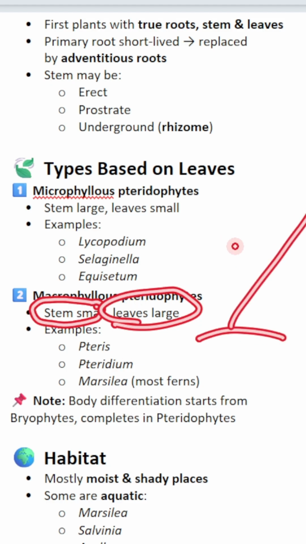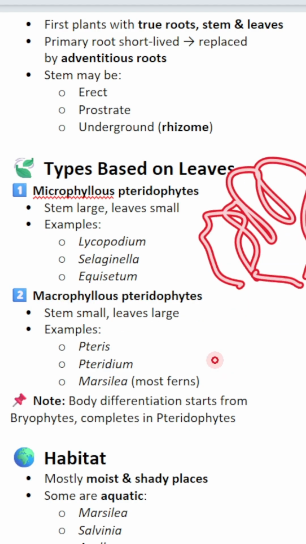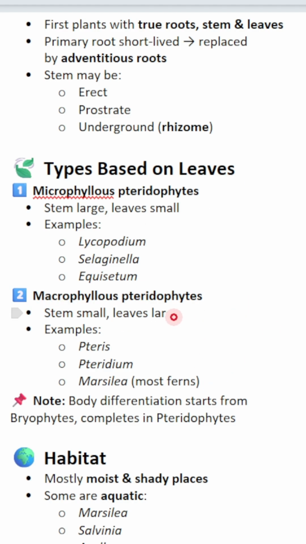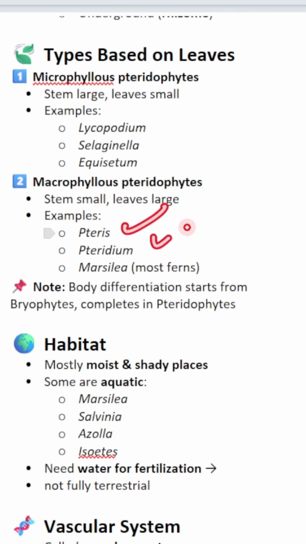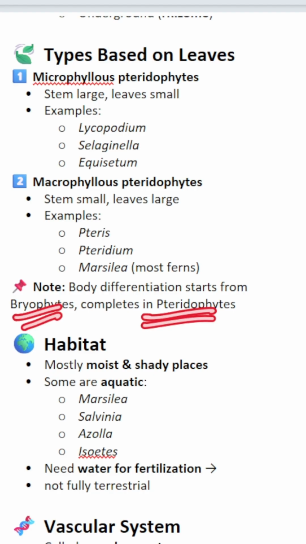On these two conditions of leaves, the Pteridophyta is classified as microphyllous Pteridophyta and macrophyllous Pteridophyta. The best examples of macrophyllous Pteridophyta are Pteris, Pteridium and Marsilea. Body differentiation normally starts from bryophytes, very important, and completes in Pteridophytes. It is an evolutionary process where the differentiation of the body starts from bryophytes and completes in Pteridophytes.